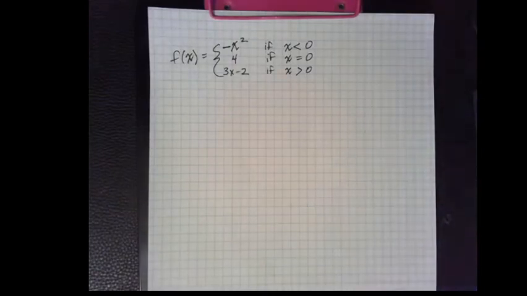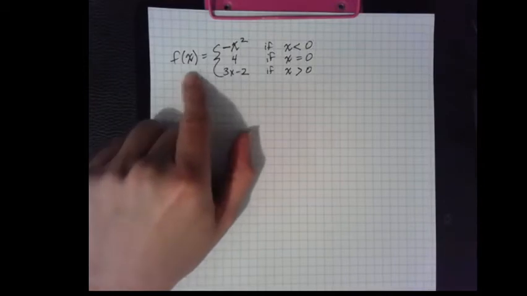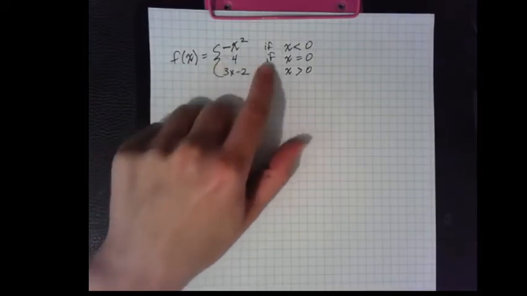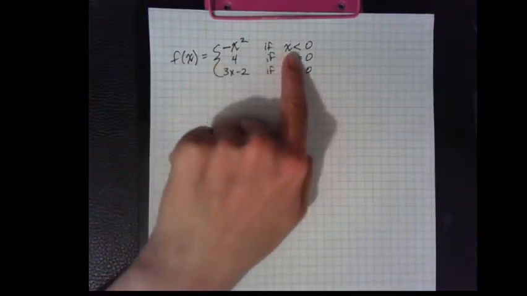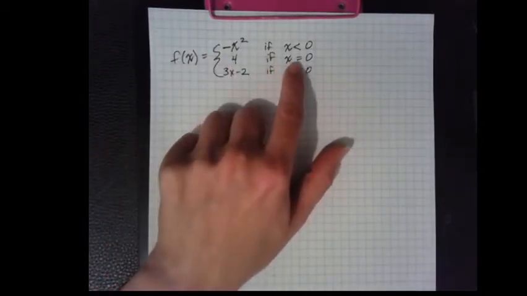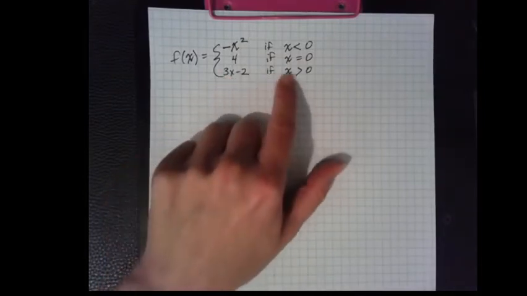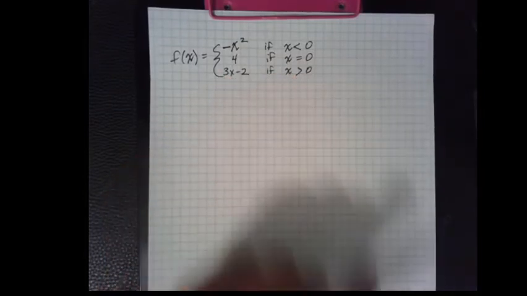In this video, we're going to look at an example of graphing a piecewise defined function. So here's our piecewise defined function. F of x is equal to negative x squared if x is strictly less than 0. F of x is going to be equal to 4 if x is equal to 0. And f of x will be 3x minus 2 if x is greater than 0.